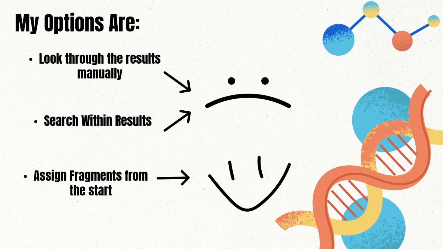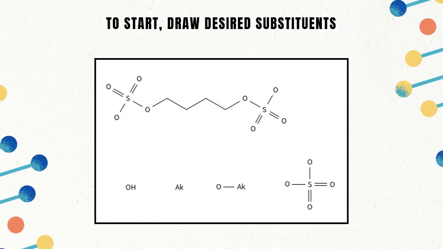Takes too much time. I could search within results. I couldn't do all 4 of those substituents at once, so there would be some combining answer sets involved, a bit tedious. The other option is that I could assign fragments from the start of the search in order to only search for those specific substituents. So what I would want to do is start off by drawing those desired substituents outside of the RN that I've modeled in the structure editor, just as free floating structures.